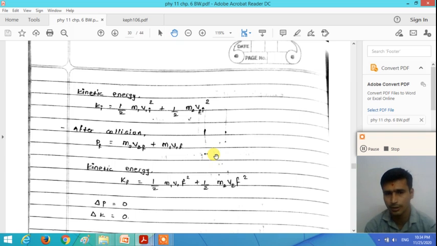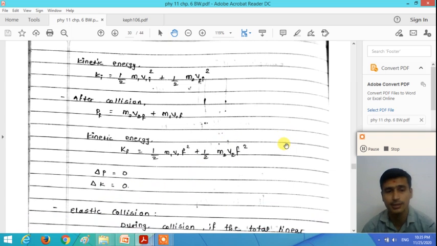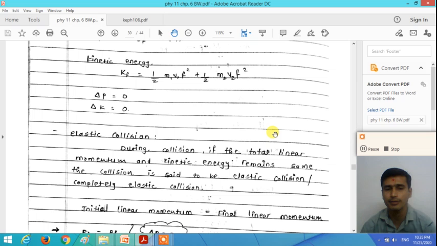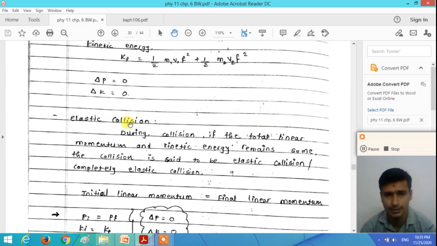So during the collision, if the linear momentum and the kinetic energy remain the same, the change in linear momentum and the change in kinetic energy is 0. The collision is said to be an elastic collision, or a completely elastic collision. So what do we mean by an elastic collision? During the collision, if the total linear momentum and the kinetic energy remain the same, or the change in linear momentum and the change in kinetic energy is 0, the collision is said to be an elastic collision or completely elastic collision.